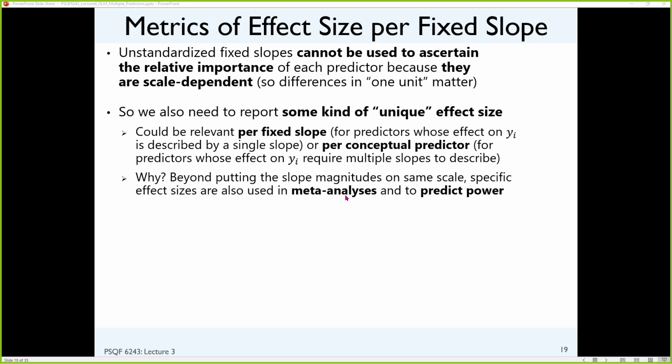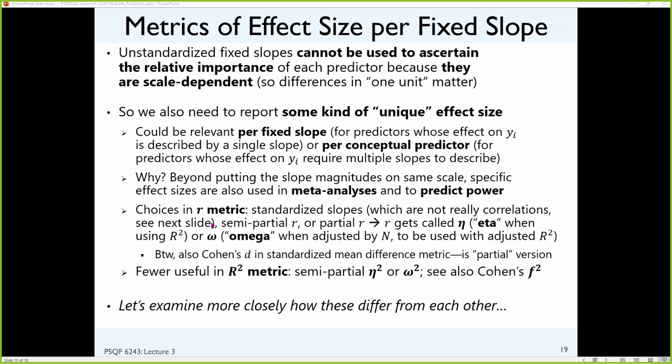Effect sizes are useful not only for your reader, but for future people. So people who do meta-analyses. Is this a term you've heard before? A study of studies, essentially. What those seek to do is combine effect sizes across similar studies to try to figure out what the average effect would be and how that effect might differ as a function of study characteristics. It's also useful for people who are trying to do research on your topic to be able to anticipate how many people they need to plan their statistical power. You need an effect size to be able to do that because power is always specific to a given effect size. So there are choices in an R metric, including standardized slopes.